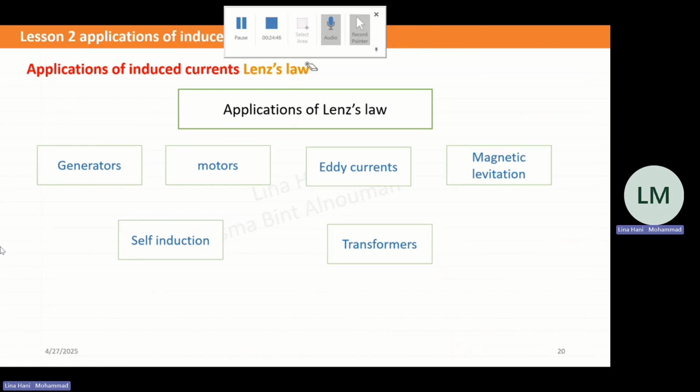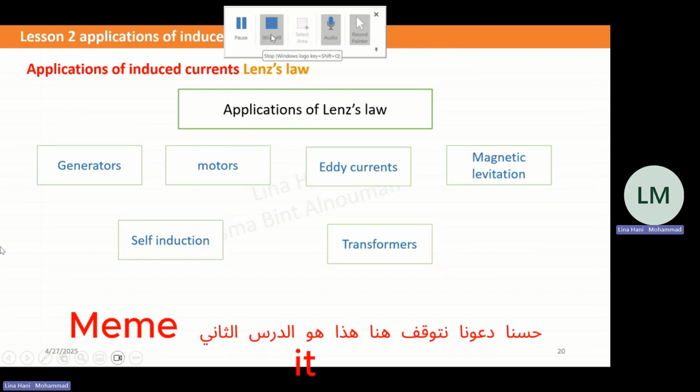All right, let's stop here. This is lesson 2.